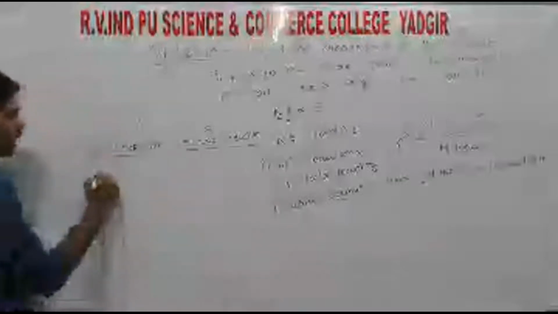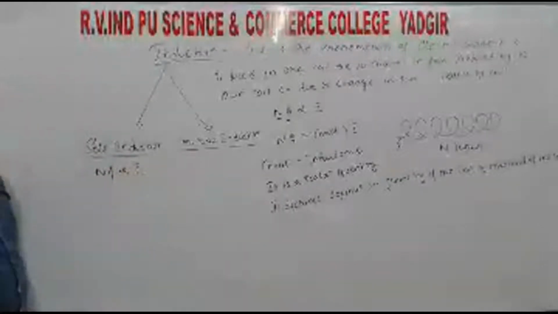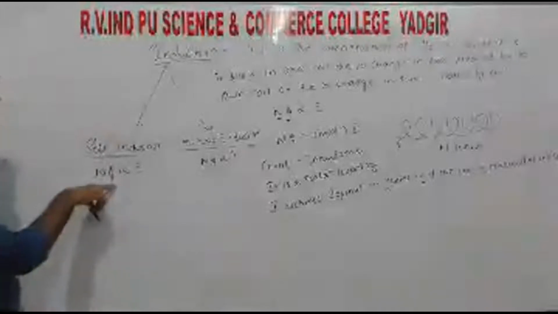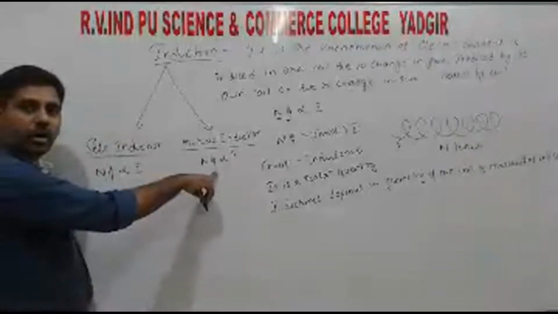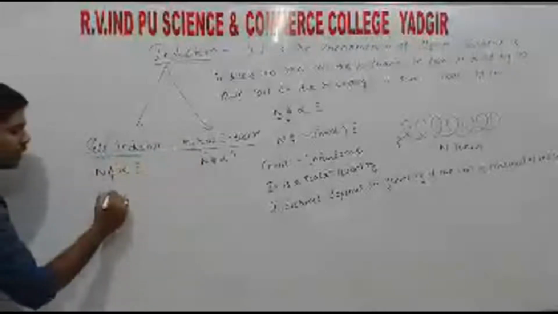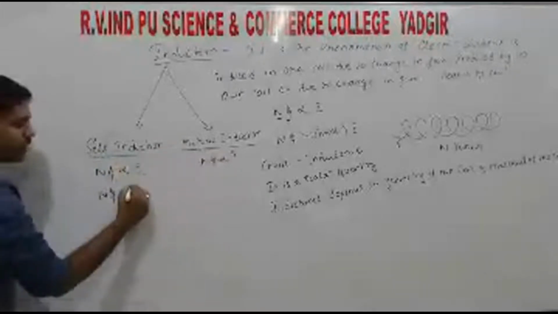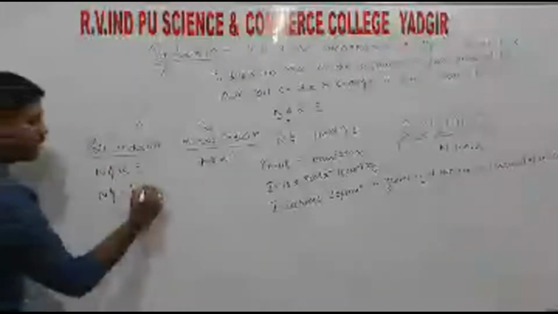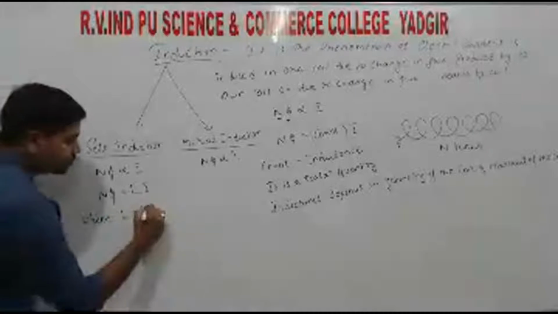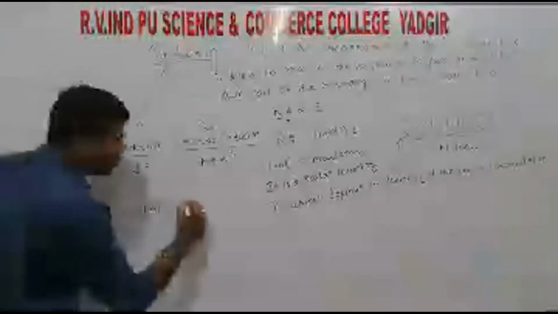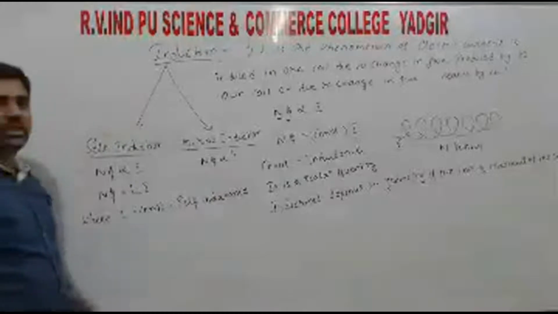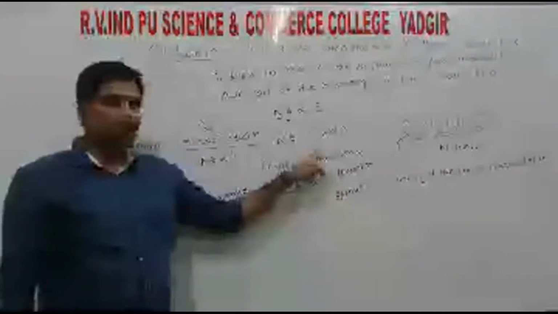In both cases, nΦ is directly proportional to I. Here also nΦ is directly proportional to I. Here we have only one coil, whereas in mutual induction we have two coils, right? Here first we will discuss self induction, then mutual induction, right? So for self induction, nΦ equals L into I, where L is a constant. That constant we call self inductance, right? Here we generally took it as inductance, but there are two cases: one is self inductance and the other is mutual inductance.